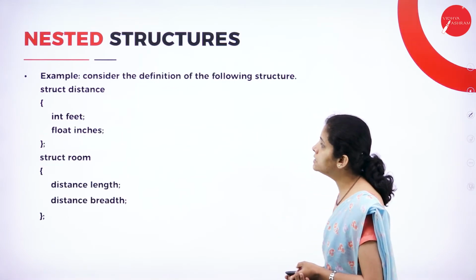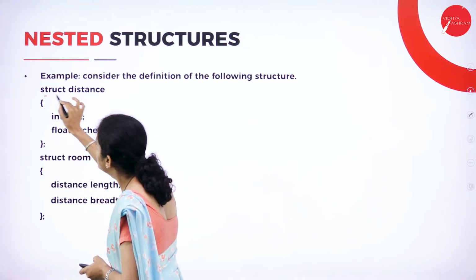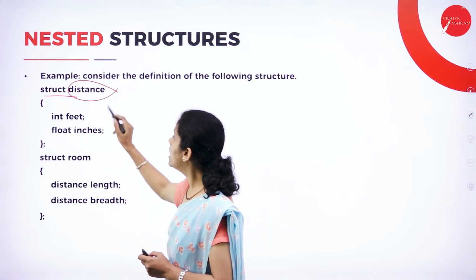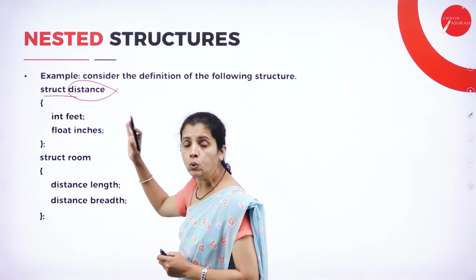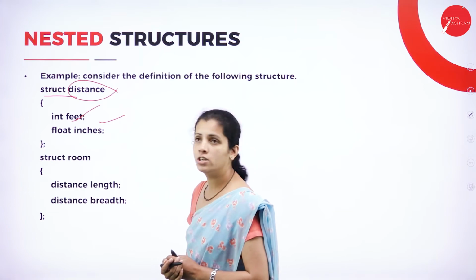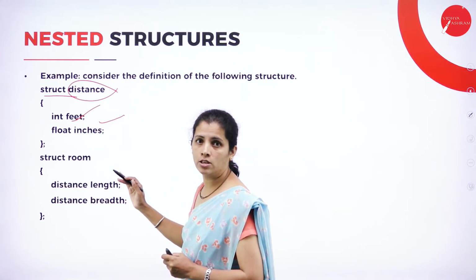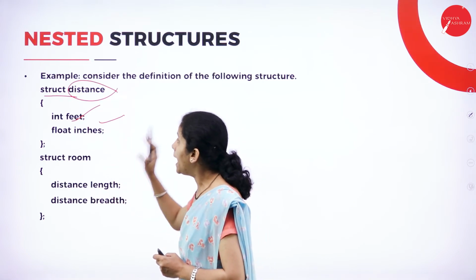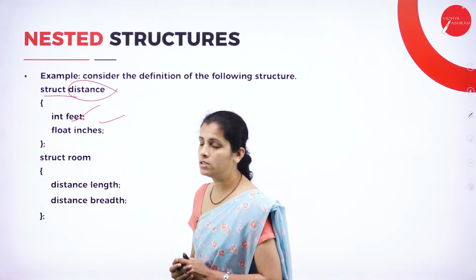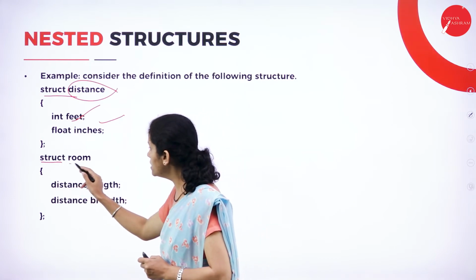Now let me consider the example here. See, I'm going to create this structure. So what is the structure name? That is distance, and it's going to include two data members, feet and inch. Now I want to create nested structure. That means I'm going to embed my first structure in my second structure. So here, this is my second structure. What is my structure name?